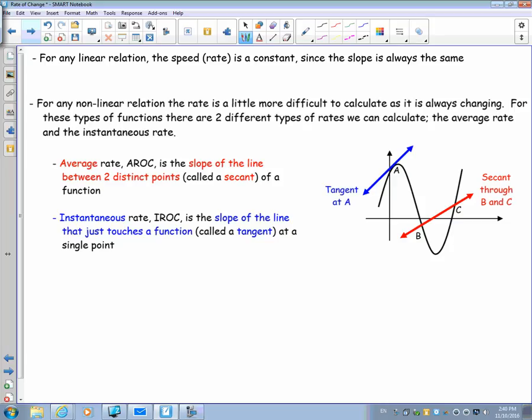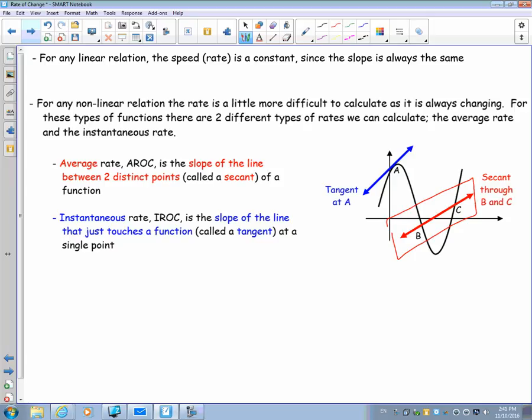But for nonlinear graphs, ones that go up and down and back up again, rate's a little bit more tricky to figure out. So you might recall from higher functions last year, we talked about AROC and IROC. Our average rates of change. Okay, so that's your rate of change between two distinct points on a graph. We call that the secant. So in this example, from A to B are two different points. If I find the slope of the line that joins those 2 points, I've figured out my average rate of change, my AROC, my average speed, if you will.